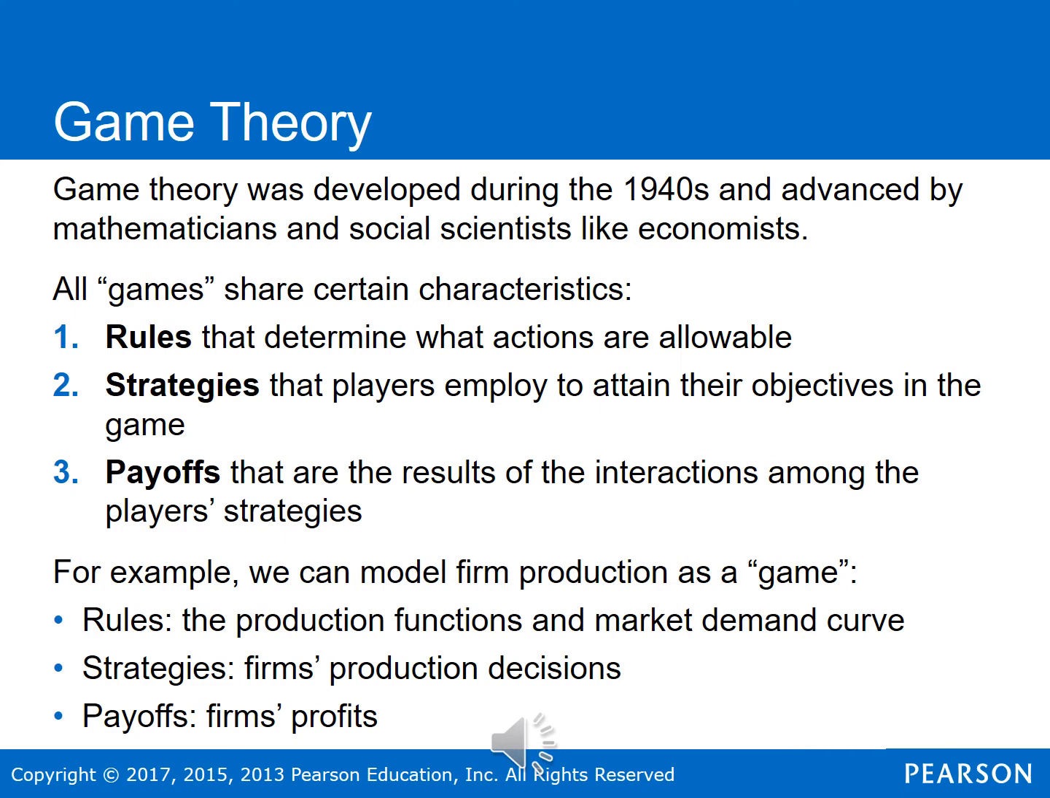And the third is payoffs. So these are the results of the interactions among the players' strategies. So now for an example, we can model the firm production as a game. So there's rules, the production functions, and the market demand curve. There's strategies. These are the firm's actual production decisions, how much to make, where to price. And the payoffs are the firm's profits.